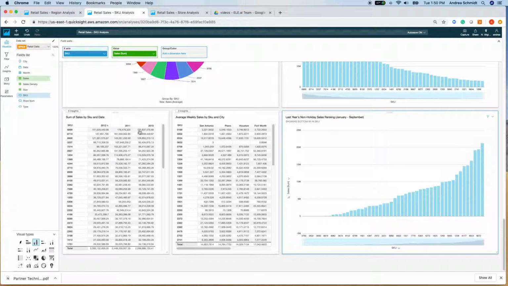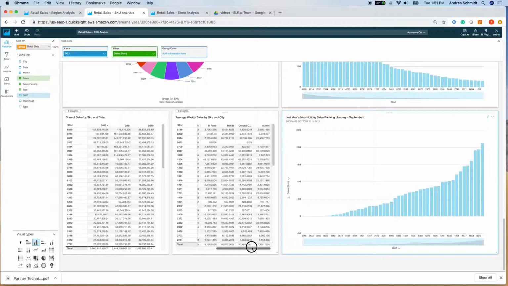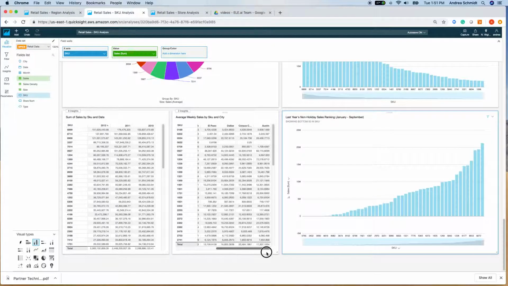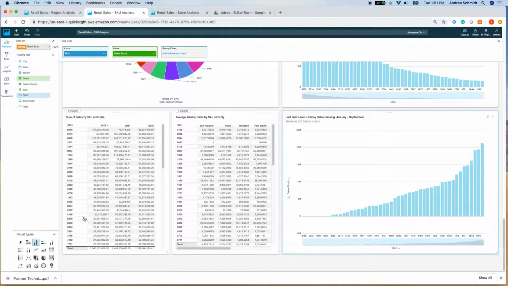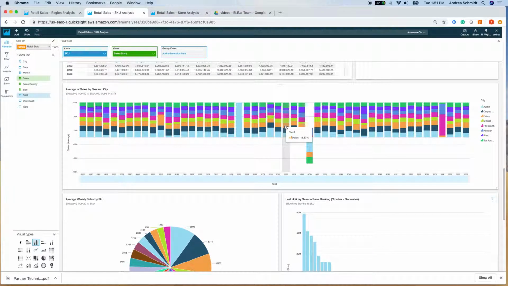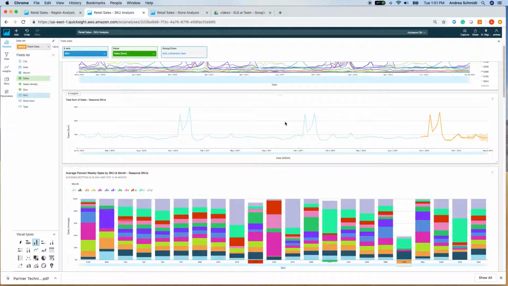And at the bottom, last, but certainly not least, are my tables, where I want to look at SKU sales over each year and for each city as well. And these are just easy lookups. If I'm looking at a visual here and I have a question, I can easily go and either drill down by city or look at the yearly trends in a table format because so many people love tables. All right, so that concludes my SKU analysis.